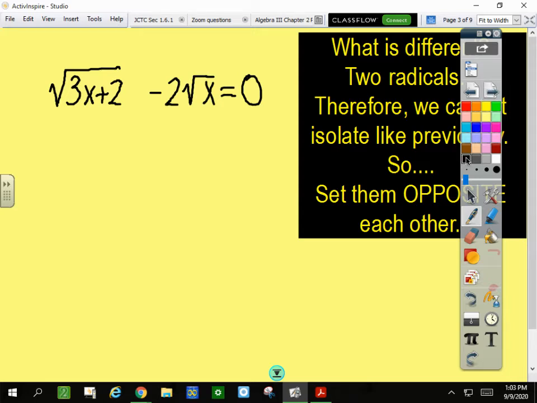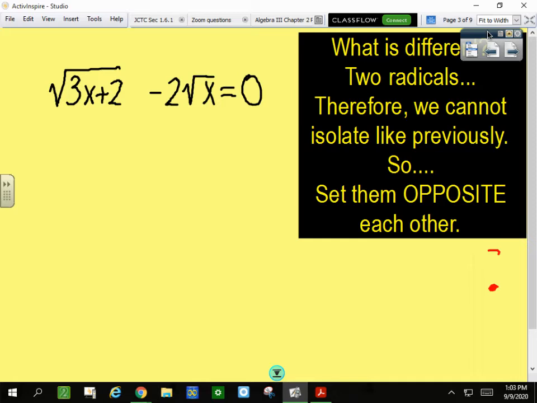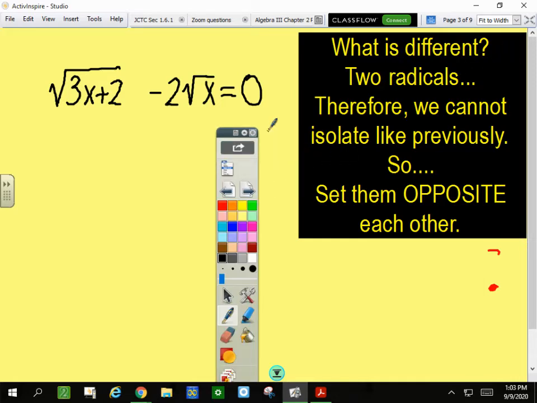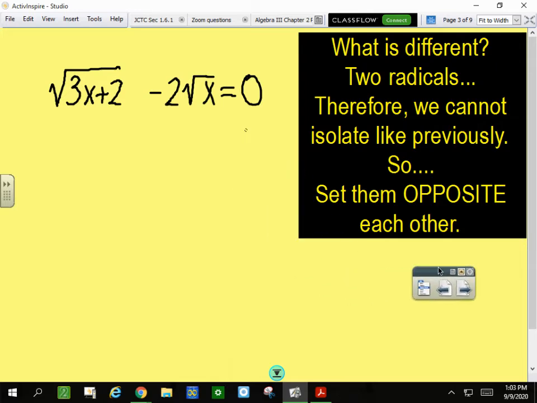With this one, it looks very different from the previous one because we have two radicals. Sorry about all the movement. I'm going to get rid of those gray marks too. So what you would need to note is this one has two radicals. Well, that means we can't isolate the radical. We can't put the radical on one side, well, it already is, and combine them.